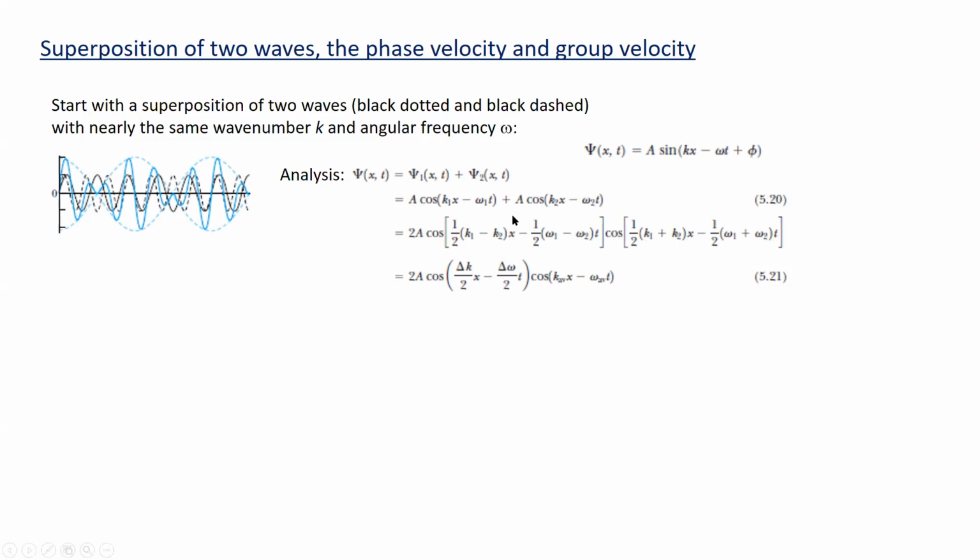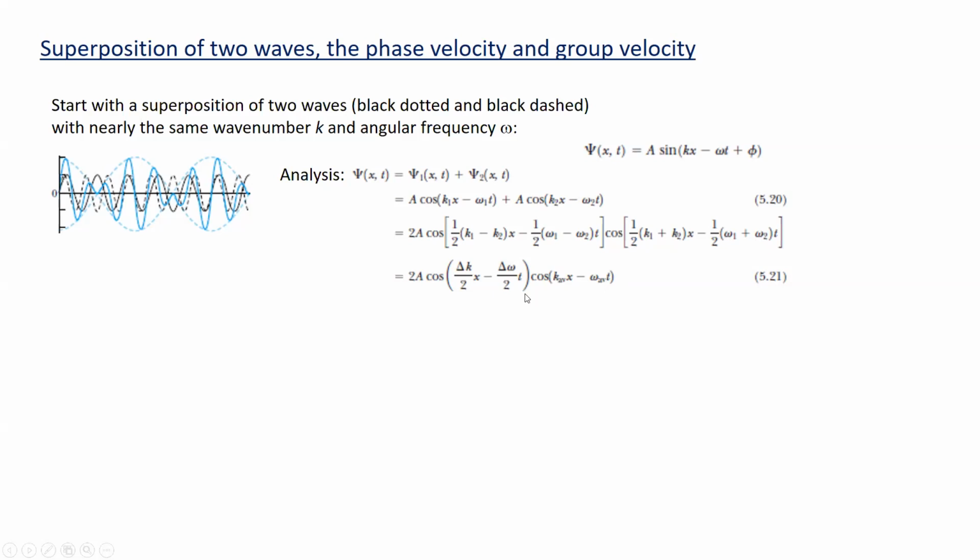Okay, so from this step to this step is applying several trig identities. But I'm not too concerned with the mathematics, but with the physical meaning. And k1 minus k2 we'll call delta k, that's the difference in wave number. And omega 1 minus omega 2 we'll call delta omega. And then k1 plus k2 over 2 is just the average of the two wave numbers. And omega 1 plus omega 2 over 2 is just the average of the two frequencies.